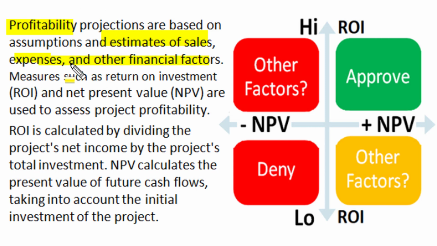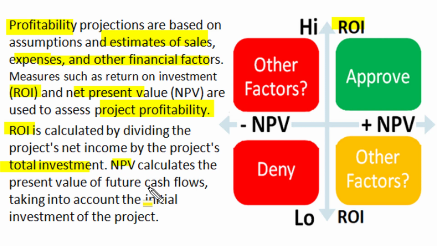In modern financial measurement practices, measures such as return on investment (ROI) and net present value (NPV) are used to assess project profitability. Return on investment is calculated by dividing the project net income by the project total investment, and if a project gives a higher return on investment, it means it's a good financial proposition.